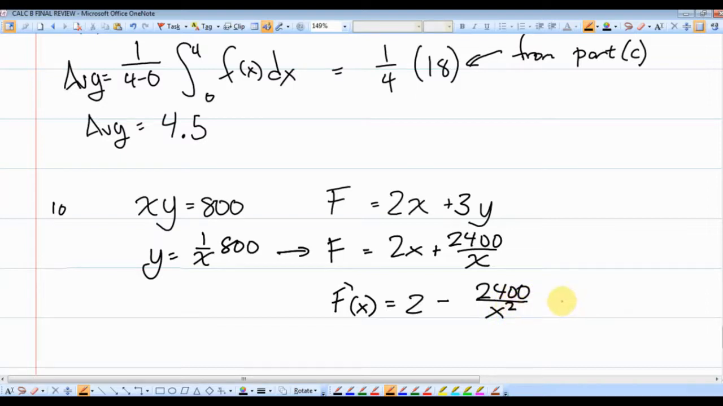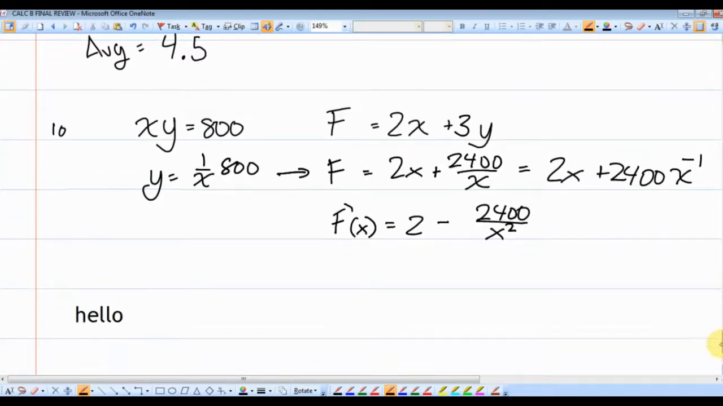F prime of x, I'm going to turn this into a rational expression. That's going to be 2x squared minus 2400 over x squared.